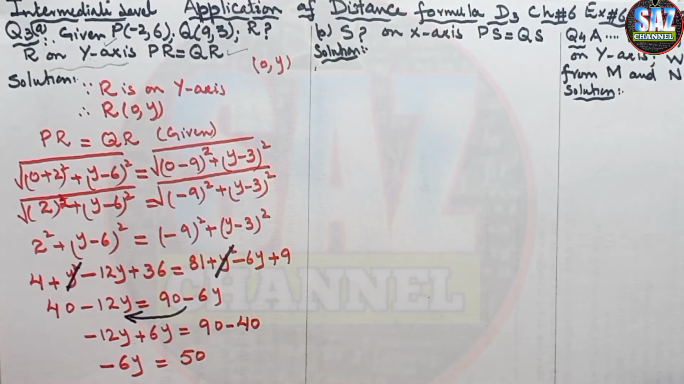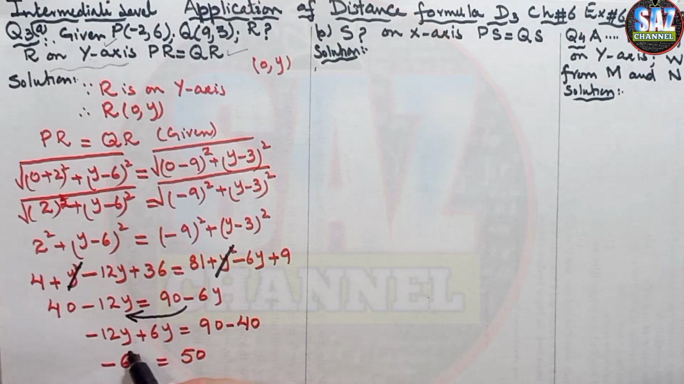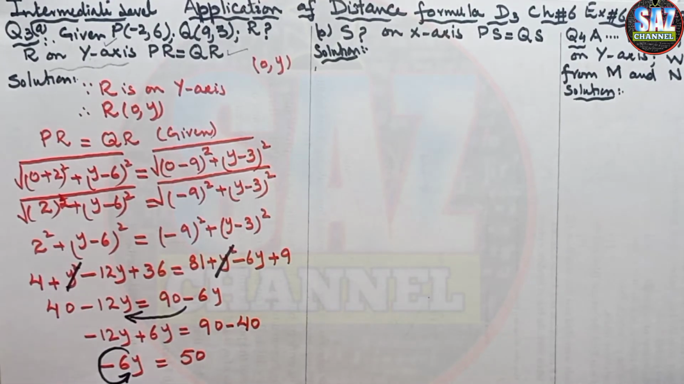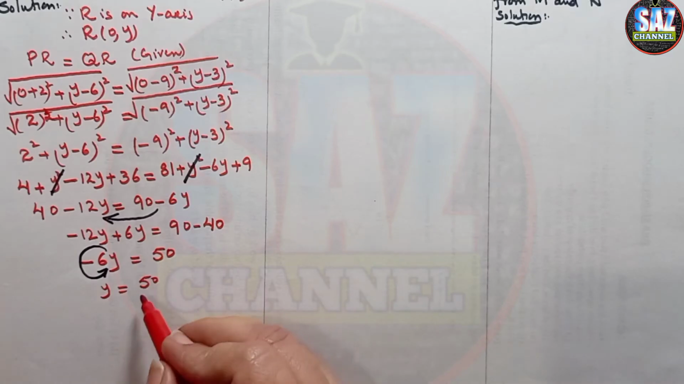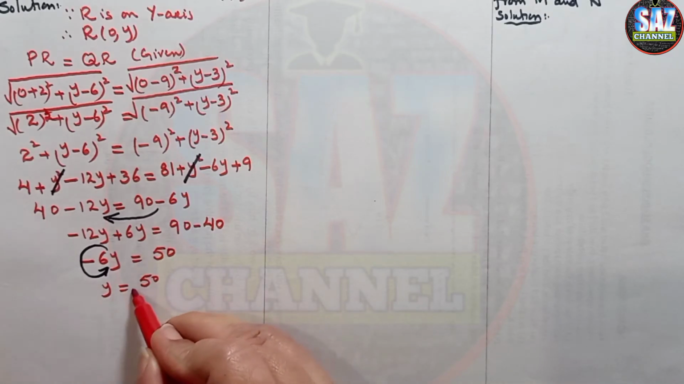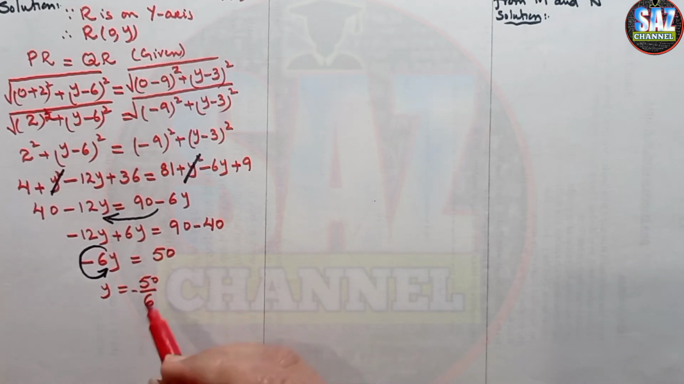Now in order to get value of y, I have to make y the subject of formula. I have to shift this minus 6 to other side. So the equation will take the form y equals to 50 by minus 6. Okay, and now we are going for the simplifications. That is 2 3s and 2 25s, and I'm left with y equals to minus 25 by 3.